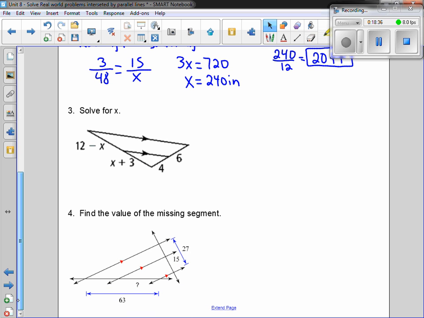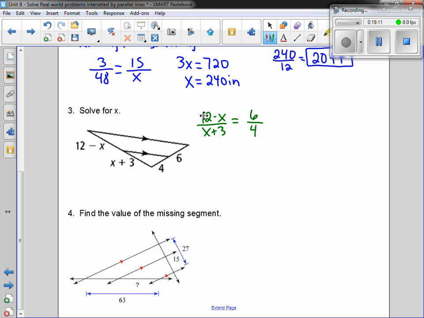Go ahead and pause the video again and try these 2 examples. Now that you've had time to try them, let's take a look. These are dealing with our proportional parts that are separated by parallel lines and transversals. So we have that 12 minus x is proportional to x plus 3, and that 6 is proportional to 4.